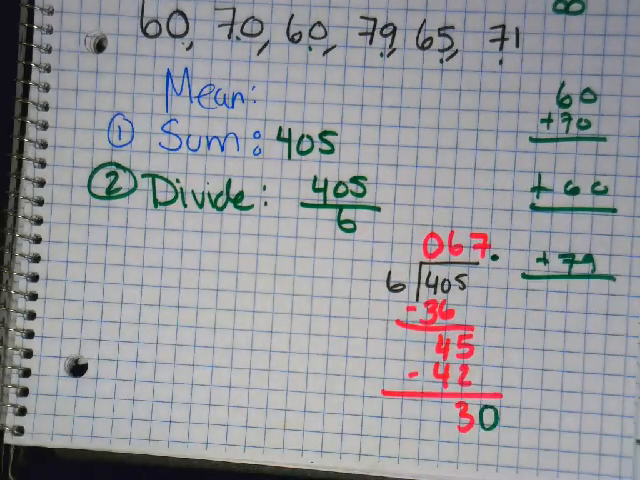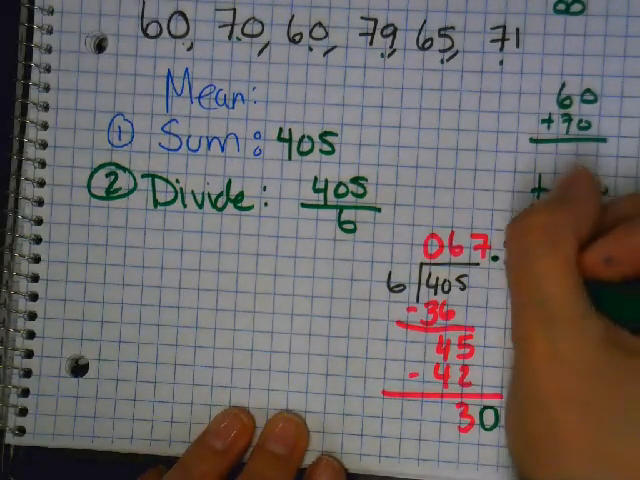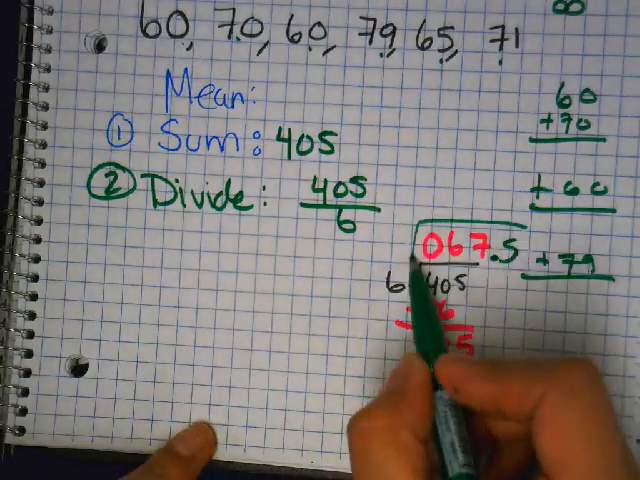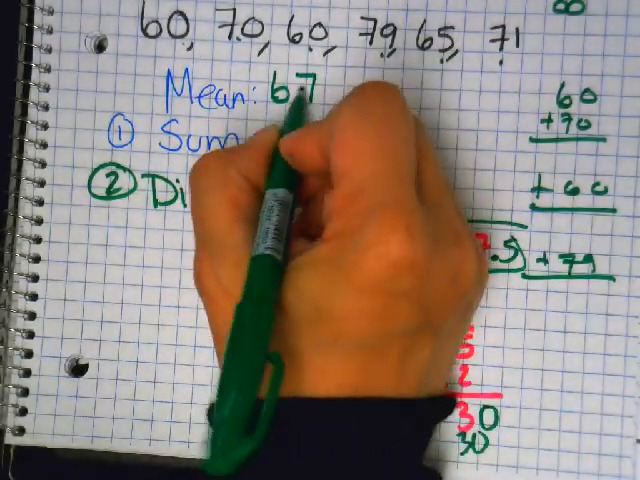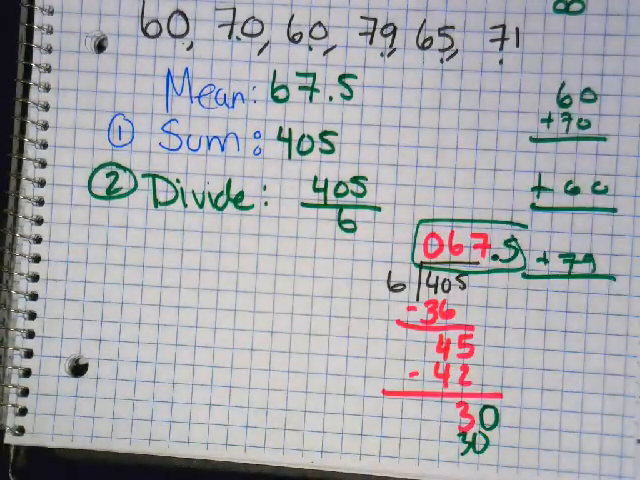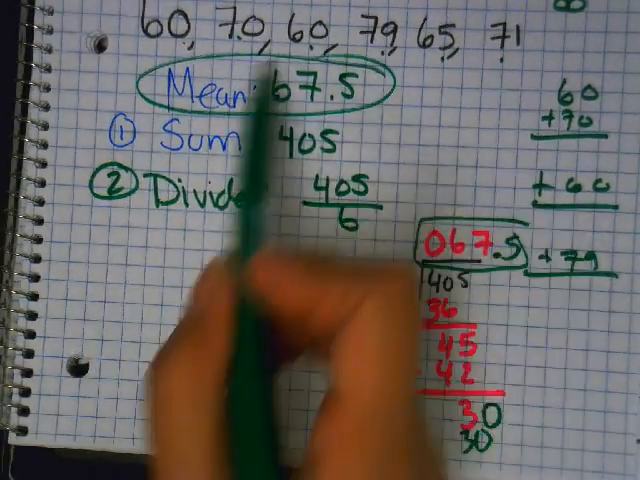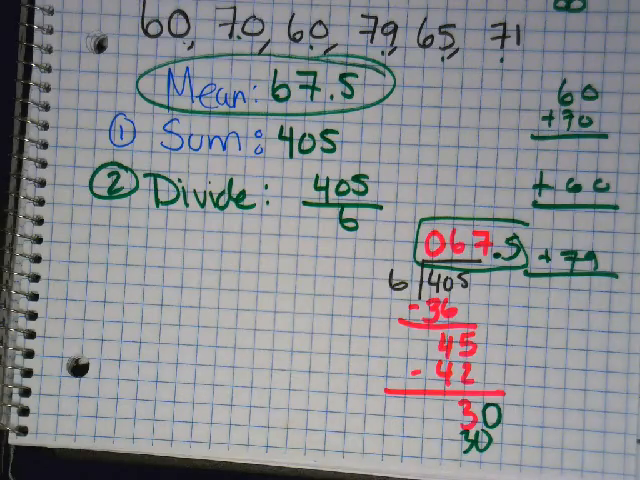So I don't have a remainder of 3. I now have 30. How many times does 6 go into 30? 5. Dylan, is that what you got before? Yeah. Good. And that would be our mean. So this answer here is our mean. So on average, what score did I get on my science test? 67.5.